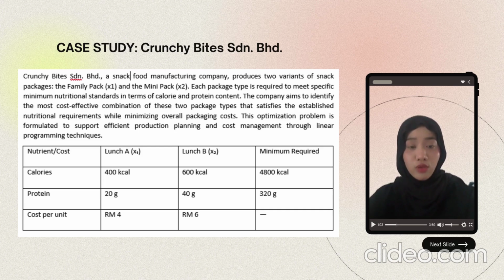The goal here is to find the most cost-effective combination of these two packages that satisfies the nutritional requirements while minimizing the total cost. Using linear programming, we can determine the best production plan that supports efficient planning and cost control.